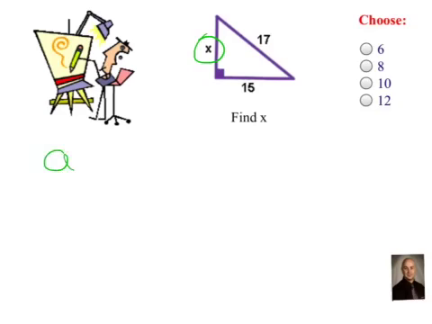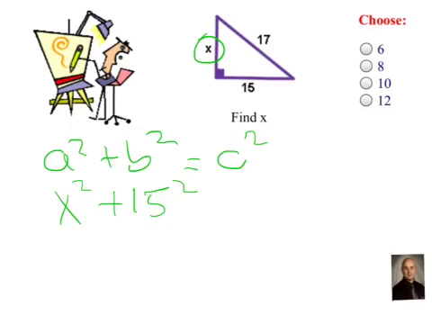So again, if we start out with a squared plus b squared equals c squared. x is our a, or it could be the b, but we'll call it a this time. And b is 15, and c is 17. So we have x squared plus 15 squared equals 17 squared.